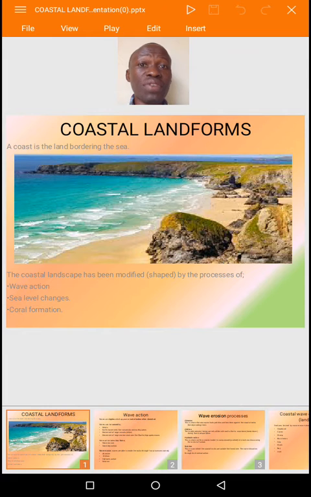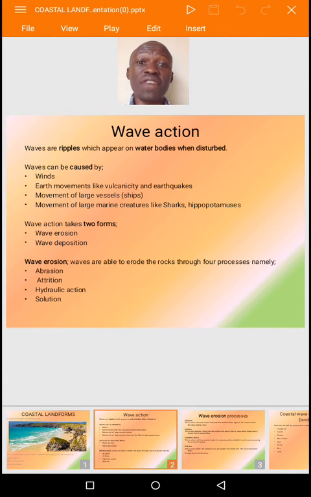We talk about wave action. We talk about the sea level changes. Then we also look at what we call coral formation. So let's look at these processes one after the other.